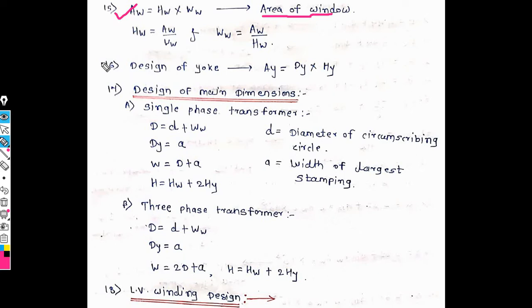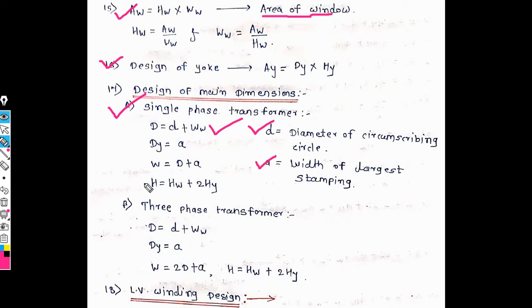Then the next formula is the design of the yoke. The area of the yoke is AY equal to DY into H. Then in the design of main dimensions for a single phase transformer, D is equal to d plus the width of the window. Here D means the distance between two adjacent limbs, and d means the diameter of the circumscribing circle. Then WW means the width of the window. Then the depth of the yoke is equal to a, that is, its diameter. Then W is equal to D plus a.